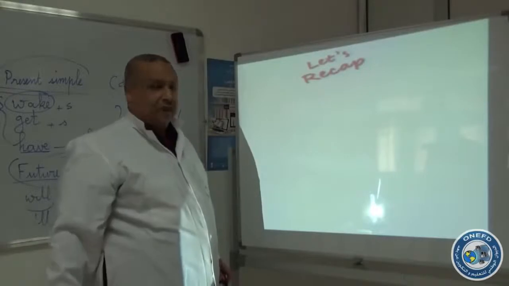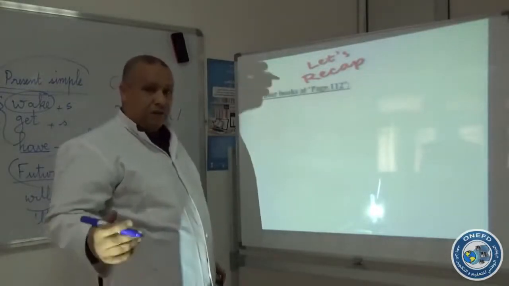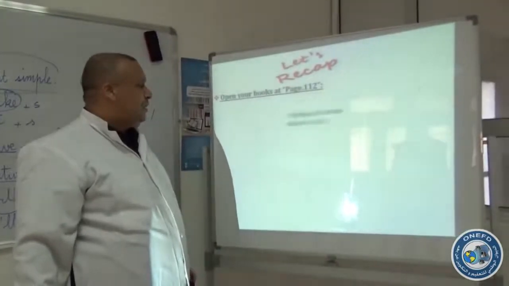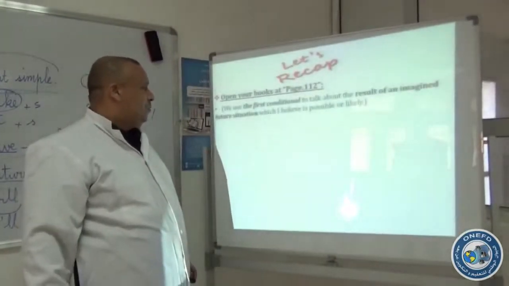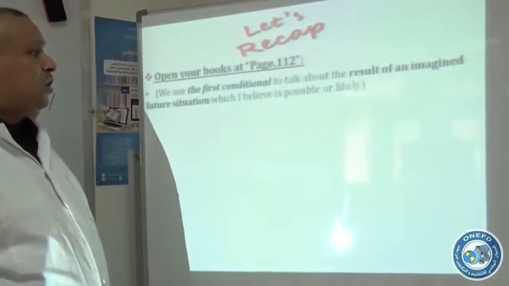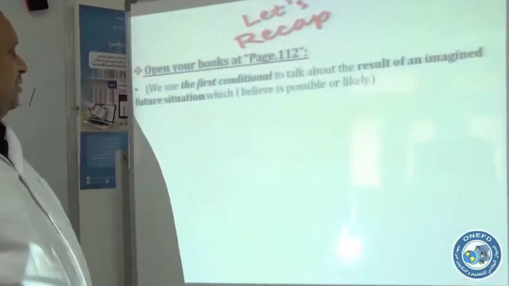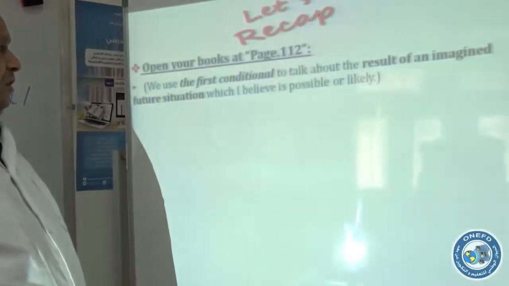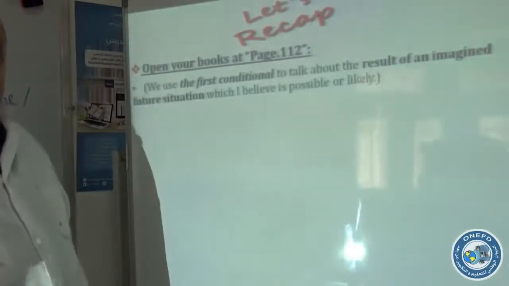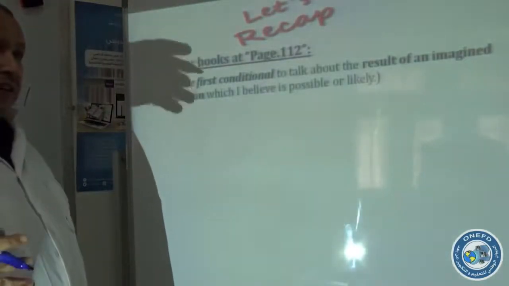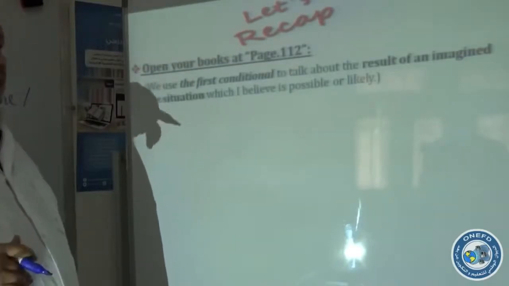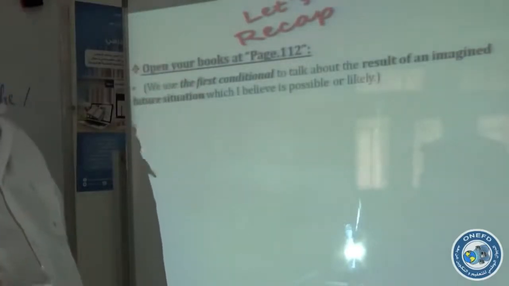So let's recap again. I invite you to open your books at page 112. Let's read together. We use the future condition, or the first condition, to talk about the result of an imagined future situation. Which belief is possible or likely? This situation is true, but it is not 100% to happen in the future. So it is possible or likely to happen.